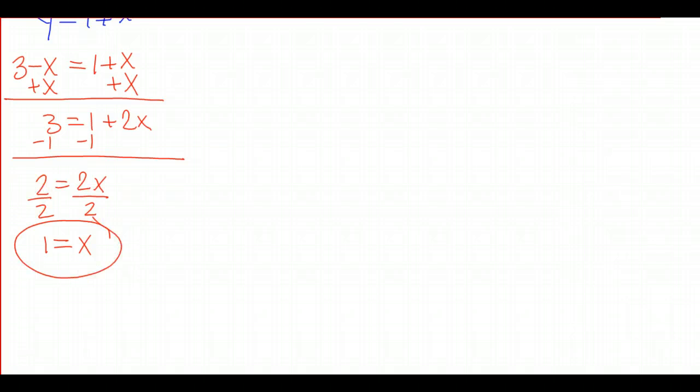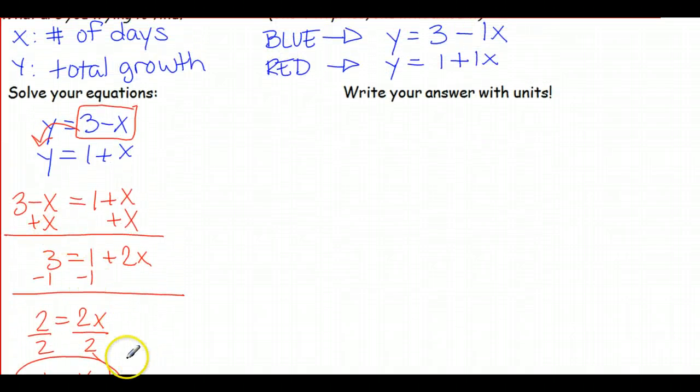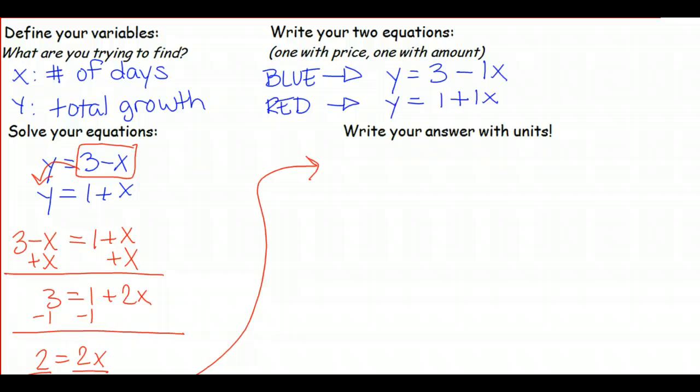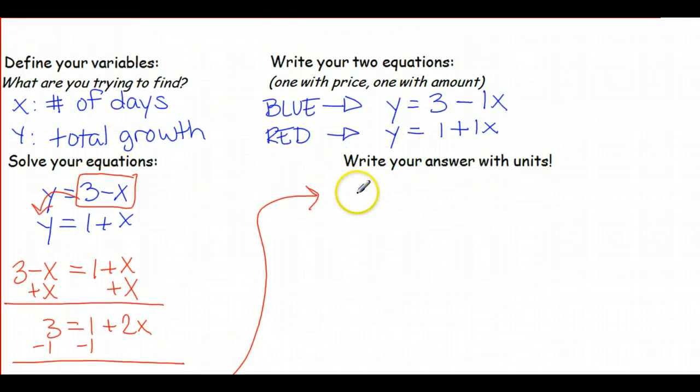So again, that's all we have to do for this problem because of what it's asking. We said that x represents the number of days. We want to know how many days do they have to grow until they'll be the same height. So the answer is 1 day.